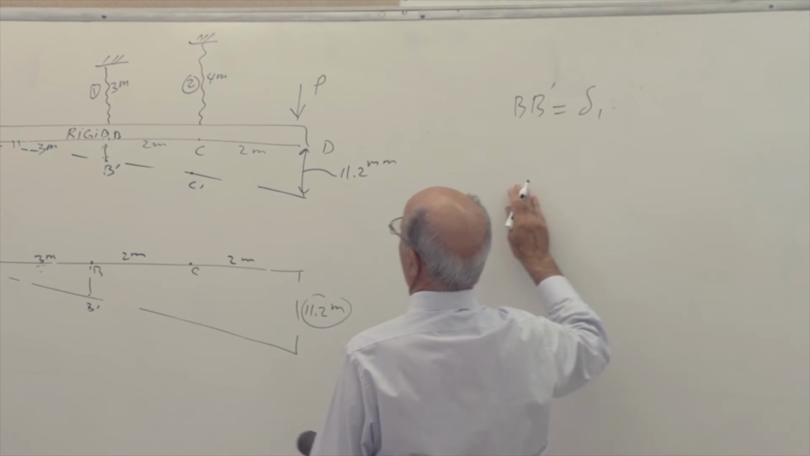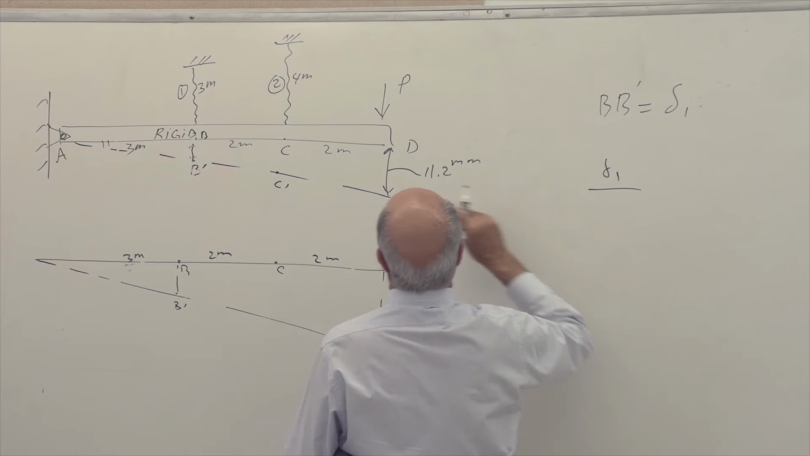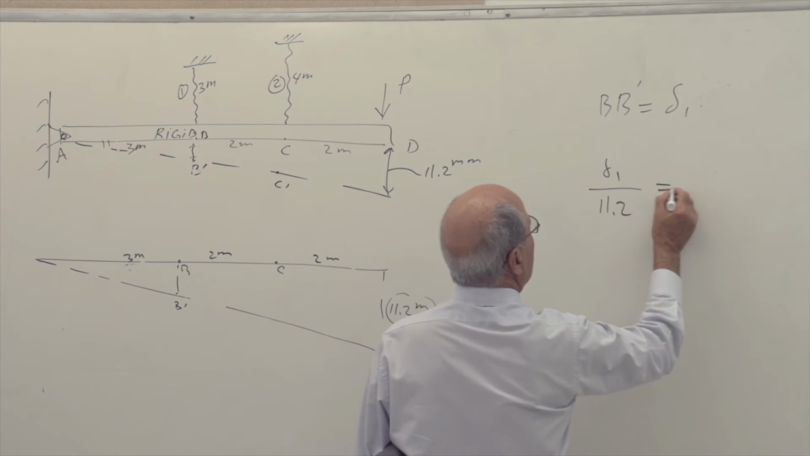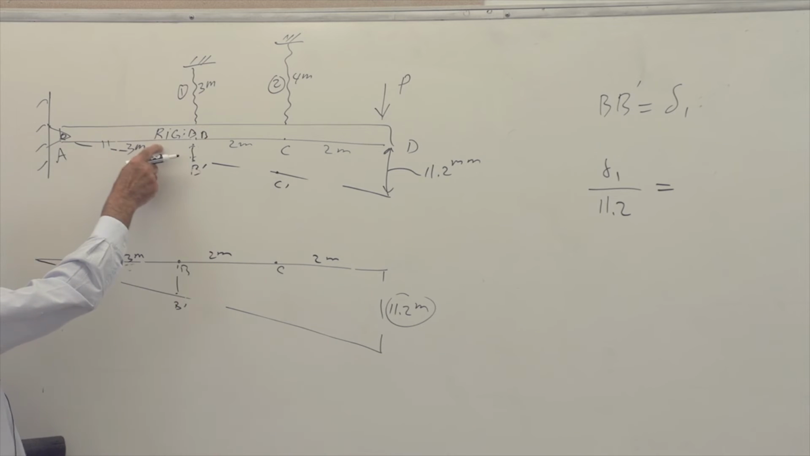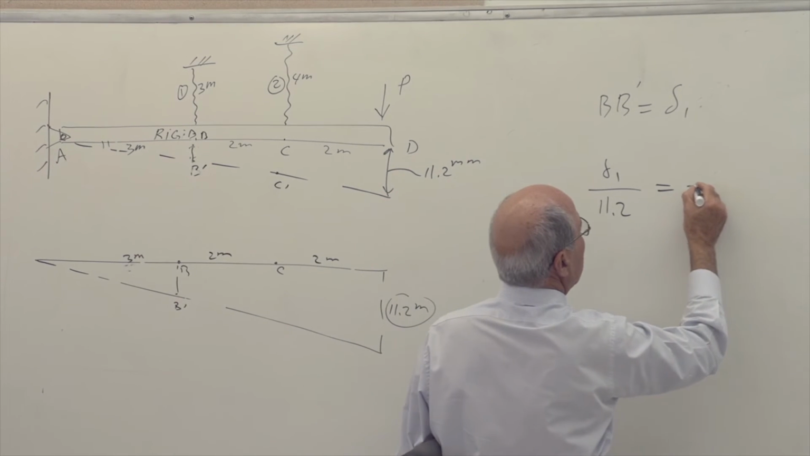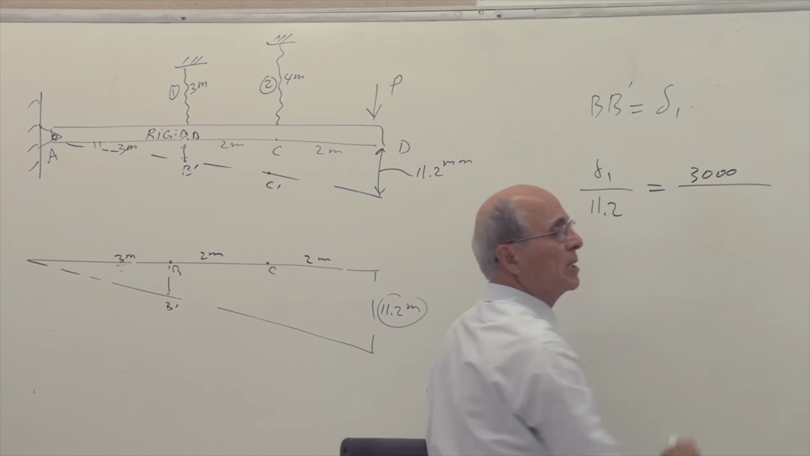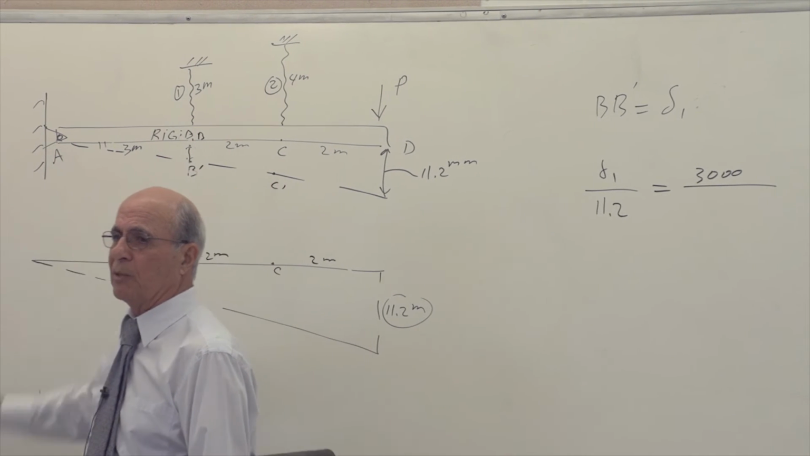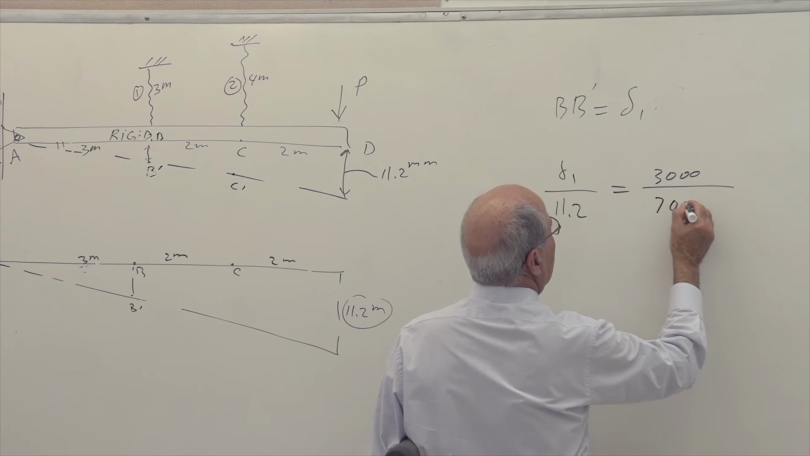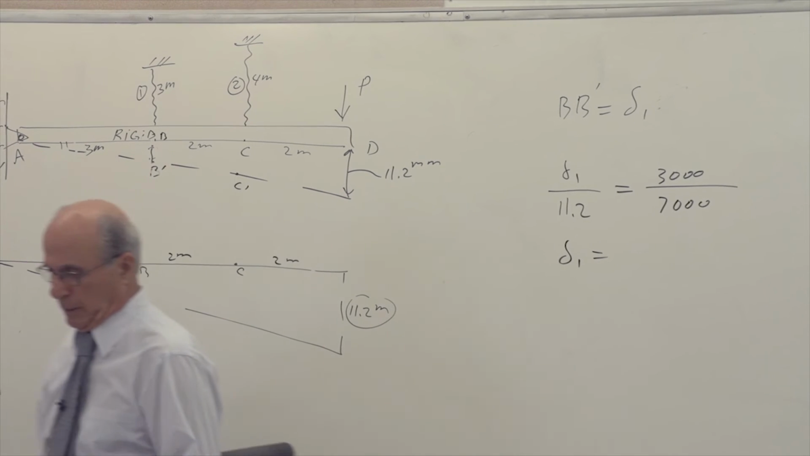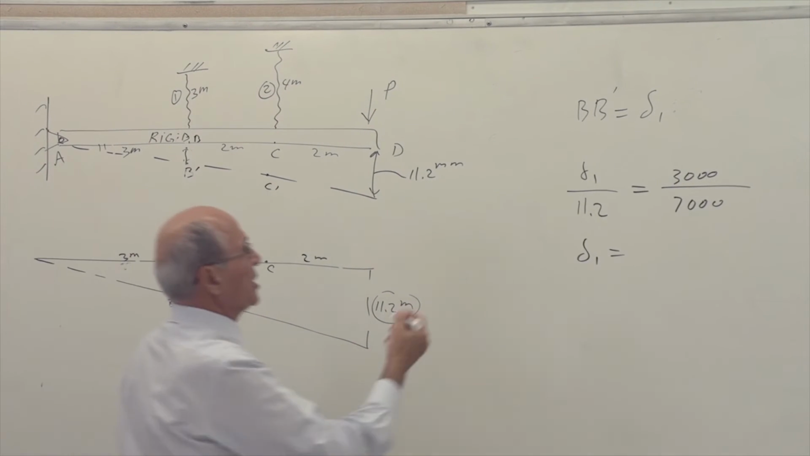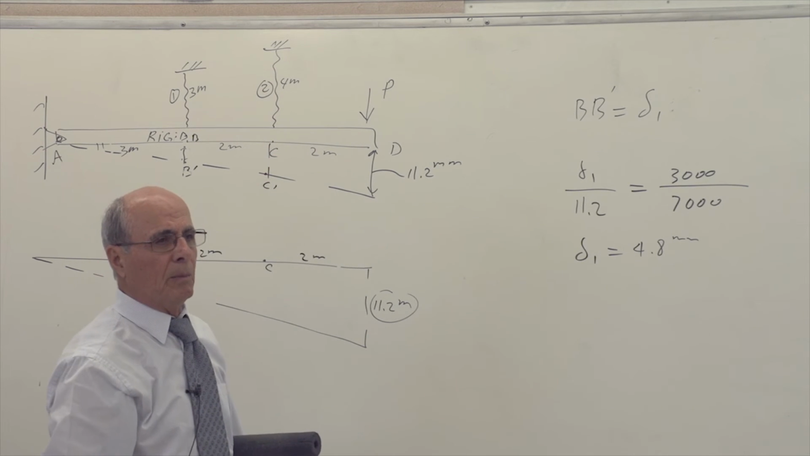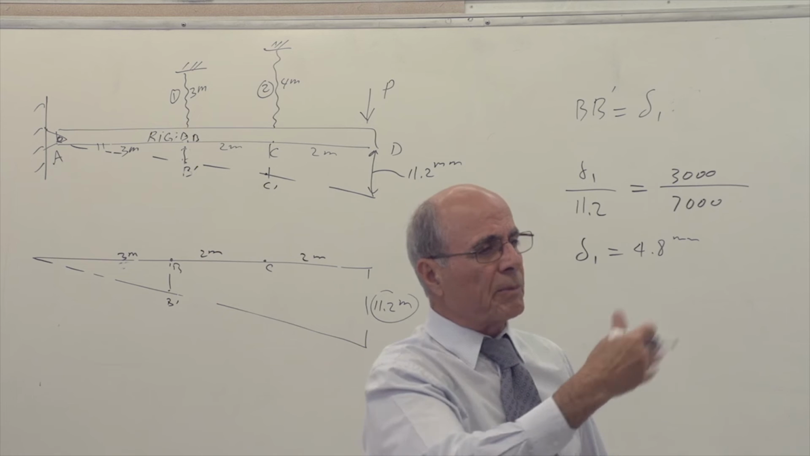Let's use the ratio first. So BB prime, delta 1, over 11.2 millimeter must be equal to this length. This length is 3 meter. Because it's a ratio, you can use meter or 3,000 millimeters. Since this is millimeter, I'm using millimeter: 3,000 millimeter over the entire length. The entire length is 2 and 2 and 3, which is 7, 7,000 anyhow. So therefore, delta 1 becomes 4.8 millimeter. Obviously, it should be less than that. This is less, and CC prime is a little bit more, and then at the end is 11.2 with the same ratio. Is that correct or not?